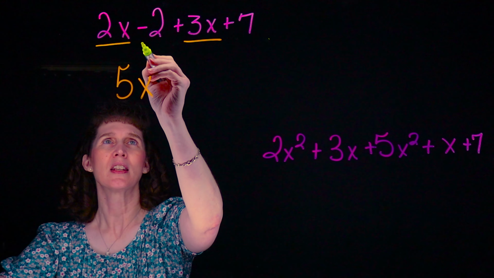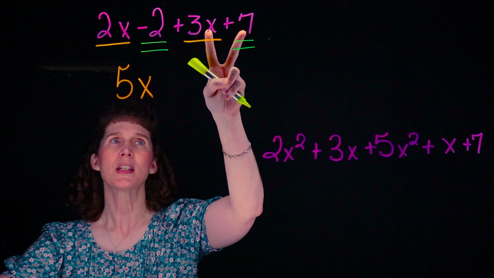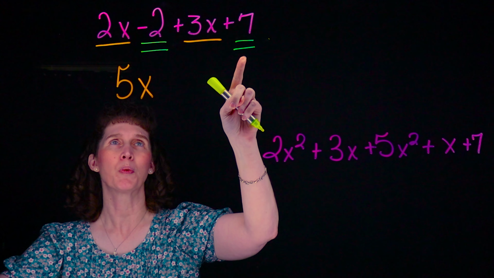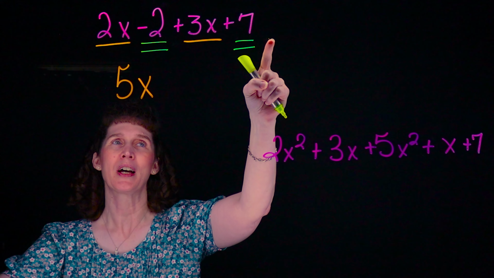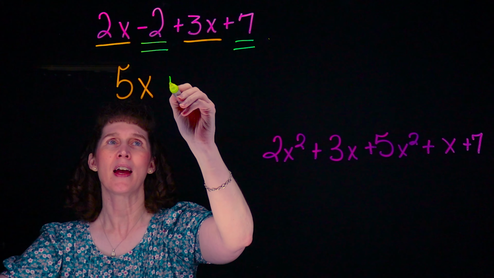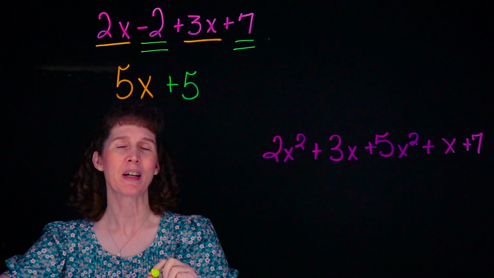Then we'll look at this 2. So we have a negative 2 and a 7. And if you notice, they do not have any kind of variable with them, so they are considered like terms. So we just say minus 2 plus 7, which would be a plus 5. So we have 5x plus 5.